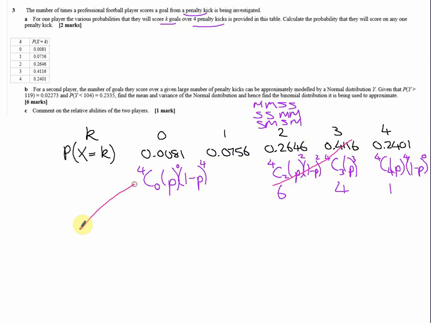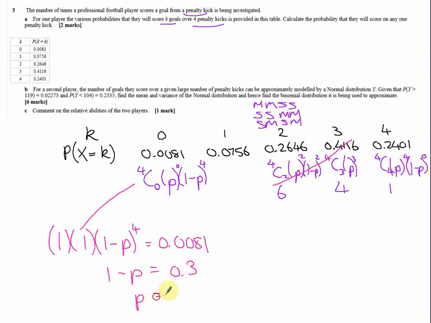So let's take this for example. We know 4 choose 0 is 1. We know anything to the power of 0 is 1, so p to the power of 0 is 1. And we're left with (1 minus p) to the power of 4, and that is equal to 0.0081. So if we do the 4th root, we get 1 minus p is equal to 0.3, and therefore p must be 0.7. If we look at this one, where the other power of 0 is, it's even quicker.